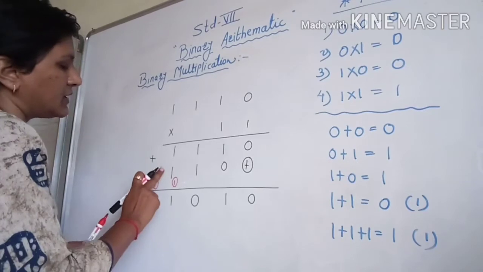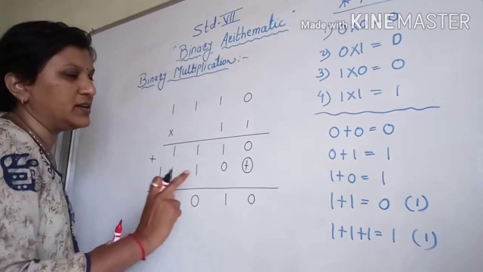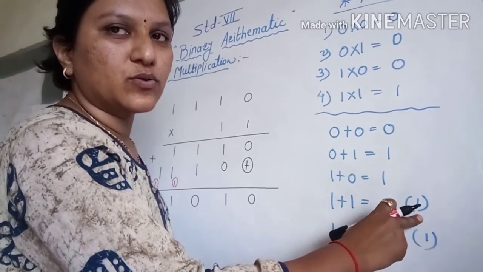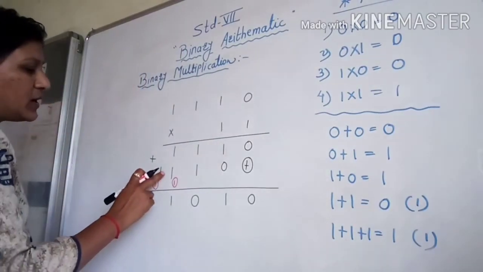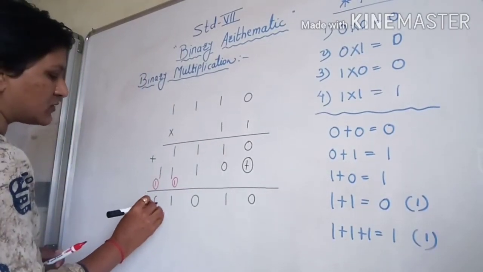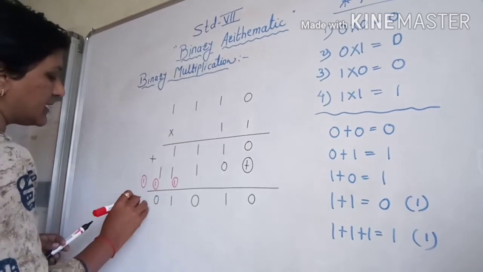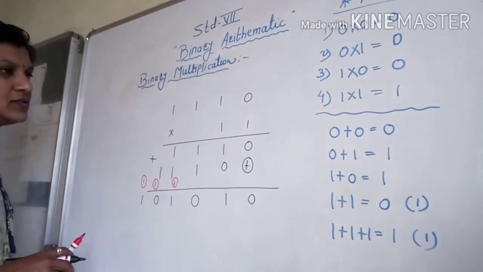Okay. Now here again we are going to add the two ones. So 1 plus 1, we are going to write down 0, and we are going to carry over 1 to the next digit. So 1 plus 1, we are going to write down 0 over here, and we are going to carry over 1, and this 1 will be written as it is. Okay.